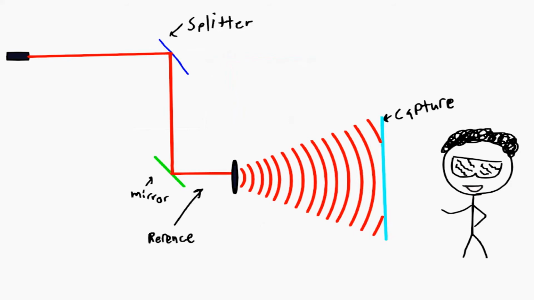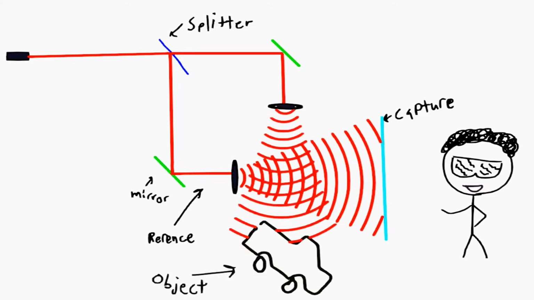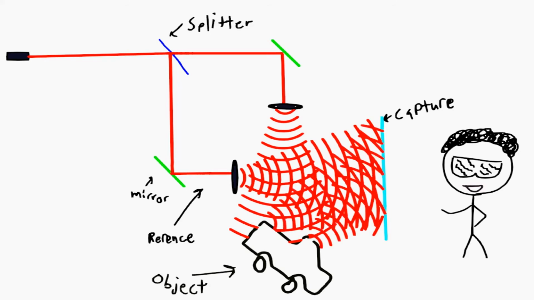Now the second beam is going to go straight through the beam splitter to another mirror, reflecting the light into another magnifying lens onto the object, and then the light bouncing off of the object will go to the surface to capture the image. This is the object beam.